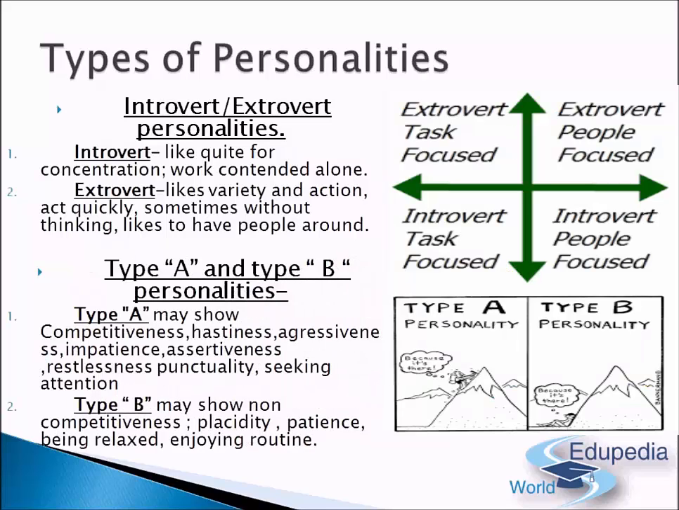Now let us come to the topic of what are the different types of personalities. Basically, we are talking of two categories. One is introvert versus extrovert personalities. Introverts are those people who draw energy sitting alone. They like quiet for concentration, and work contentedly alone. Whereas extroverts draw energy by meeting people. Extroverts like variety and action. They act quickly, sometimes without thinking. They like to have people around. There is a fundamental difference.